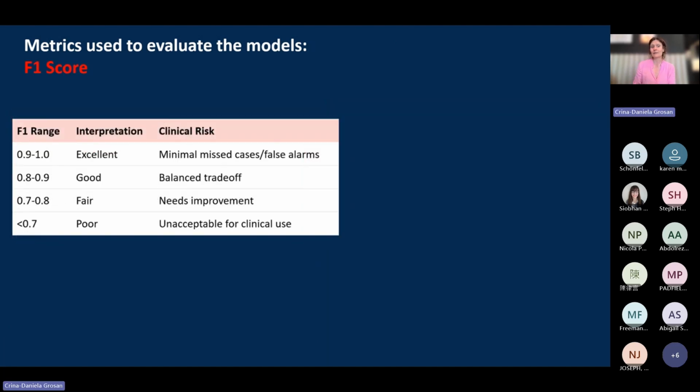And what it means, so if you get a value anywhere between 0.9 and 1, it's very good. Just a few cases are missed or incorrectly classified. 0.8 to 0.9 is a good balance trade-off. It's not an excellent result, but it's an acceptable result. 0.7 to 0.8 needs improvement, and I wouldn't recommend in any healthcare application to consider as a good result anything below 0.8. The usual literature says less than 0.7 is unacceptable for clinical use, but I would say even 0.8 is unacceptable, and yeah, needs improvement.